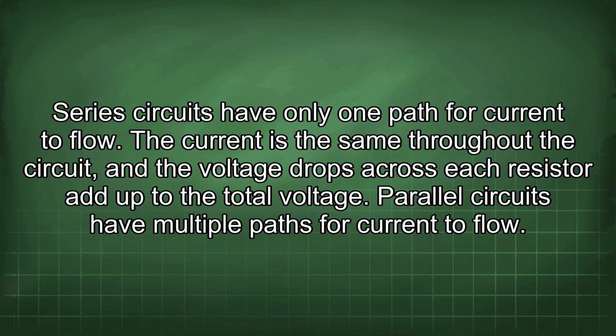Series circuits have only one path for current to flow. The current is the same throughout the circuit, and the voltage drops across each resistor add up to the total voltage. Parallel circuits have multiple paths for current to flow.